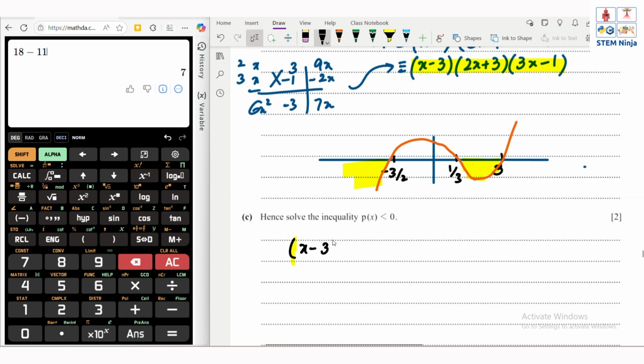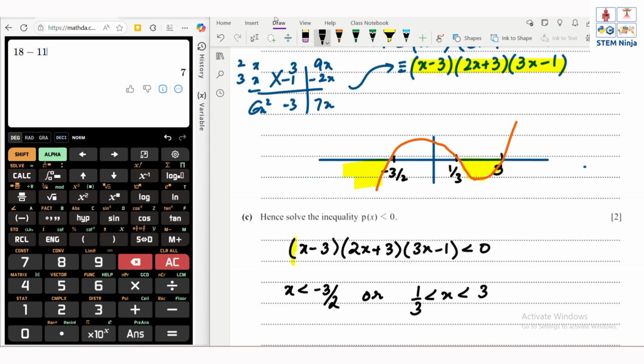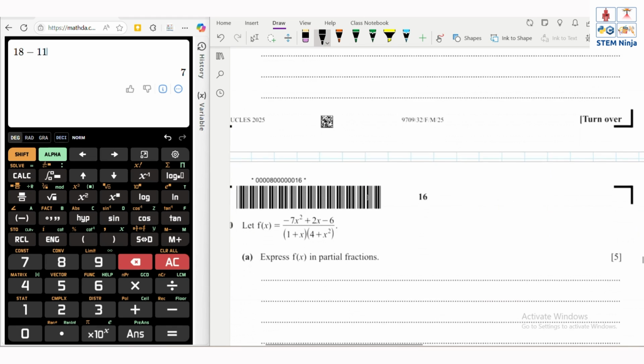So (x minus 3)(2x plus 3)(3x minus 1) less than 0. So we get x less than minus 3 over 2, or x is between 1 over 3 and 3. That's it. All right.